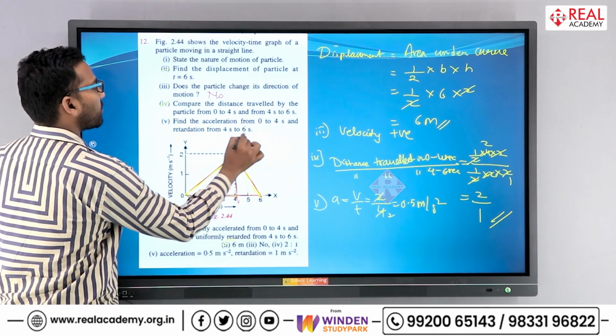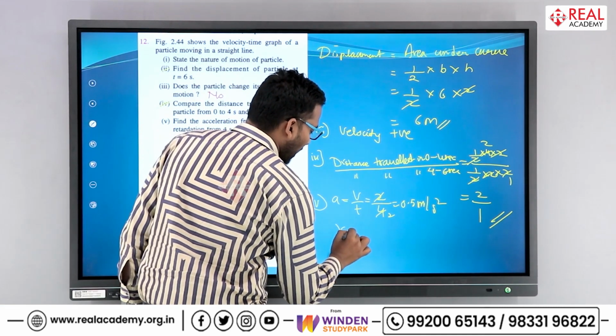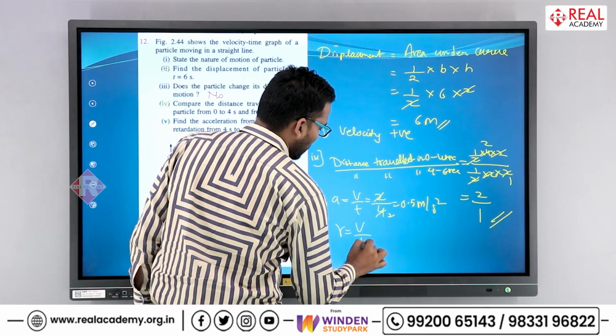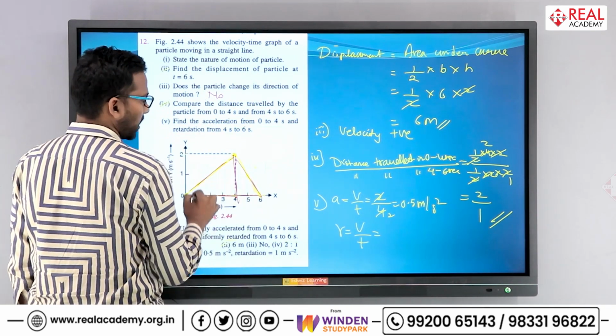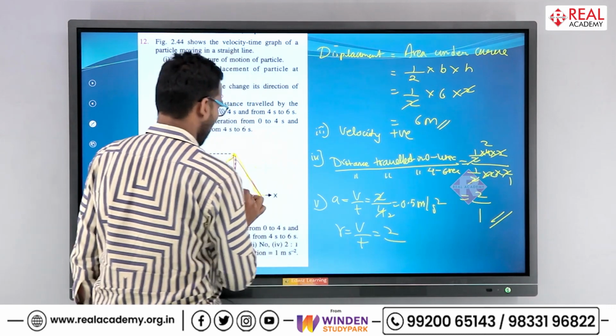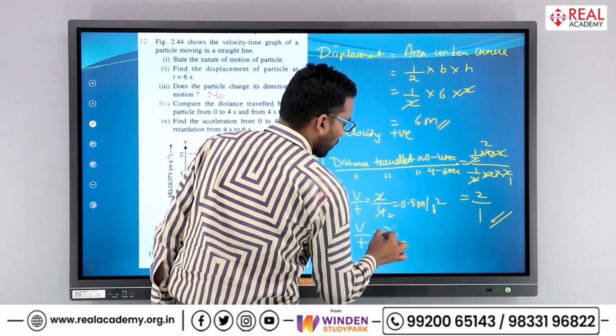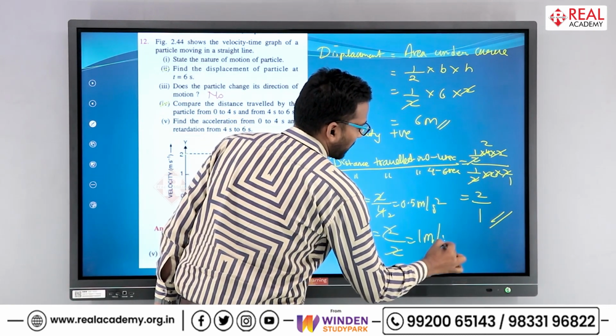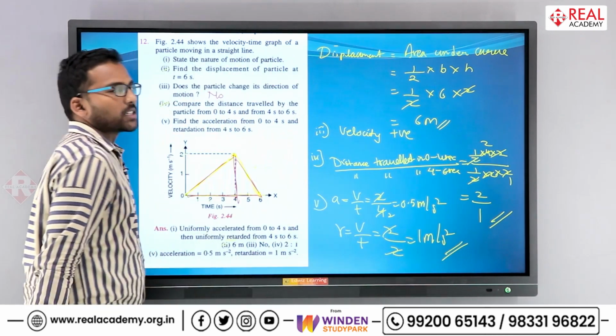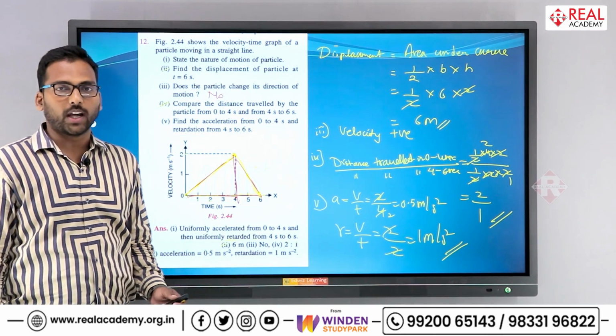And what is the retardation for 4 to 6 seconds? Again velocity upon time. What is the velocity? It's again 2, and the time is again 2, and 2 and 2 will get cancelled. It's 1 meter per second square.